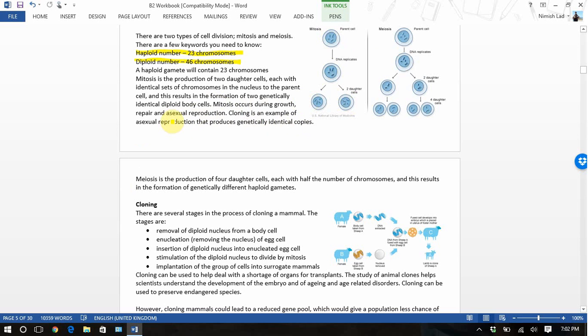Meiosis, that produces 4 daughter cells. Each has half the number of chromosomes. So in other words, they have the haploid number. They have 23 chromosomes. So this means that it can actually form genetically different haploid gametes. So there's a parent cell, it replicates, it splits into 2 daughter cells. Okay, but instead of each DNA splitting and making identical copies, each sort of section, each sort of cross, if you see what I mean, comes out, and then they split apart. So actually these are different now.